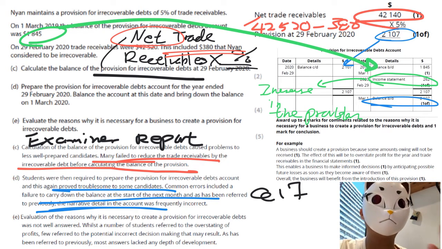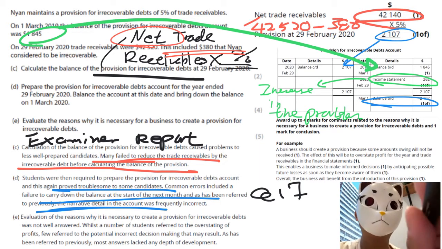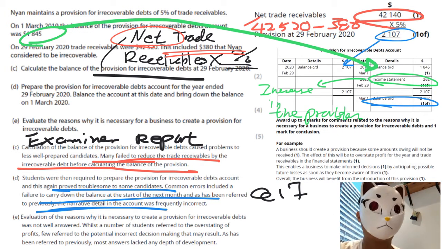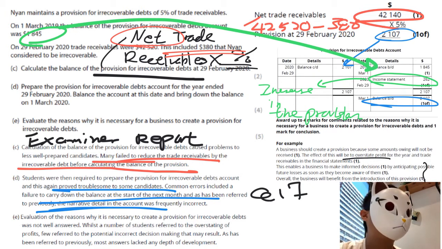So the last part would be part E, with the evaluate reason: why they need to make an allowance for doubtful debts. It's a 5-mark question: 4 marks for appropriate reasons and 1 mark for the conclusion. Now I would say it's about the accounting concept, that you do not want to overstate the profits. So that's why you can make your information reliable.